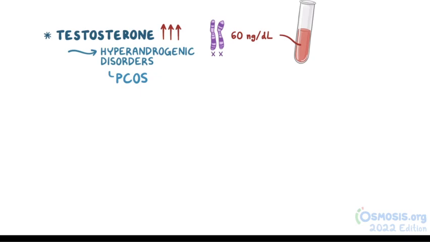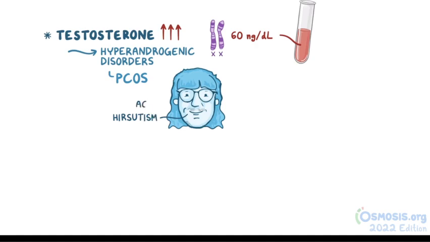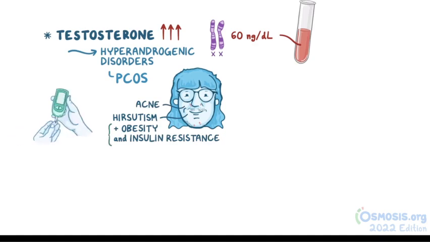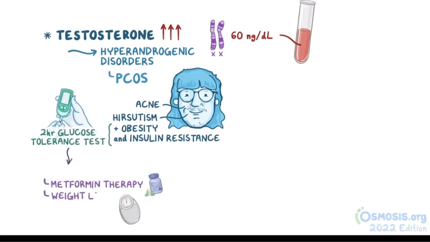With PCOS, there may also be other signs of excess androgens, like hirsutism, acne, and some individuals may also have obesity and insulin resistance. If individuals are obese and have insulin resistance based on a 2-hour glucose tolerance test, then metformin therapy and weight loss are recommended, and sometimes that's enough to restore ovulation and improve fertility.